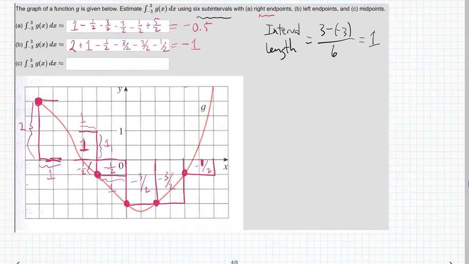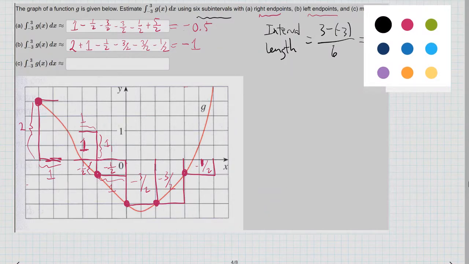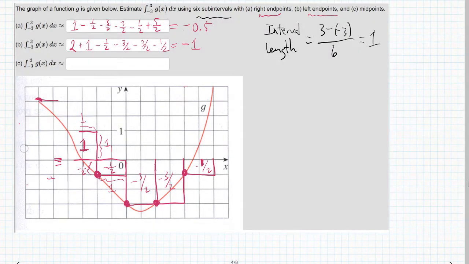Last but certainly not least, this last one. So we've done the right endpoints, we've done the left endpoints. Now we're going to finish up with finding the midpoints. And I'll actually use black this time. Okay, so now for the midpoint one. I don't want to start at the left endpoint, I don't want to start at the right endpoint, so I got to start at like halfway between each interval.